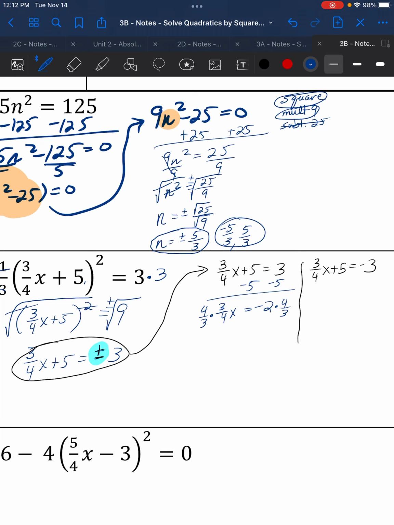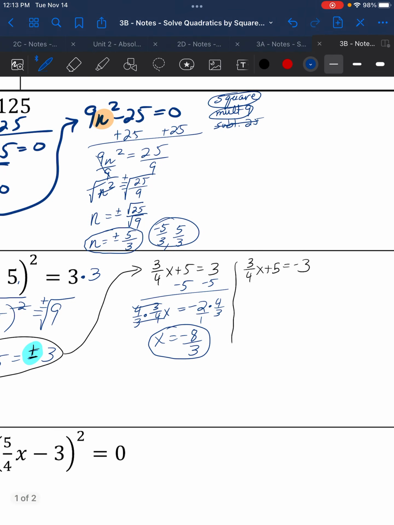Multiply by the reciprocal of 4/3. 12 divided by 12 is 1. 1 times x is x. And multiplying by numerators, negative 2 times 4 is negative 8. Multiply the denominators, 1 times 3 is 3. Negative 8/3 is one of our answers.